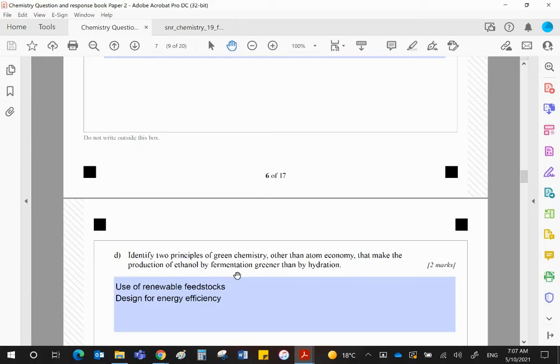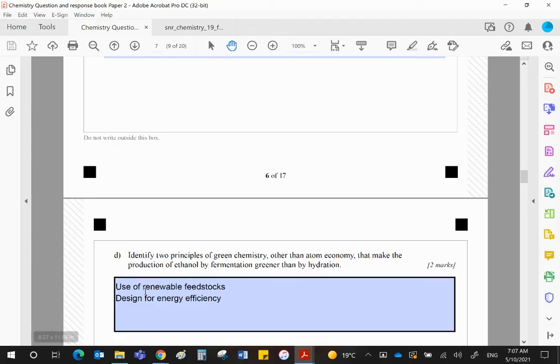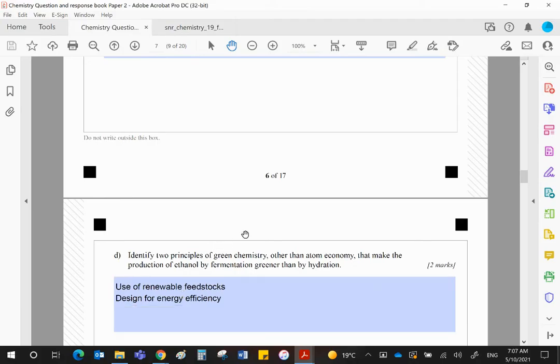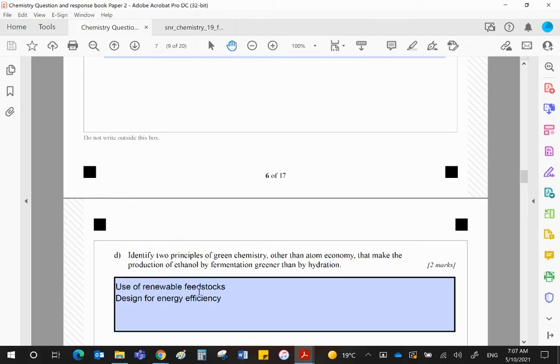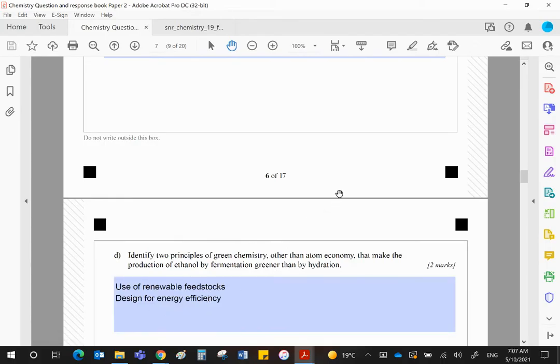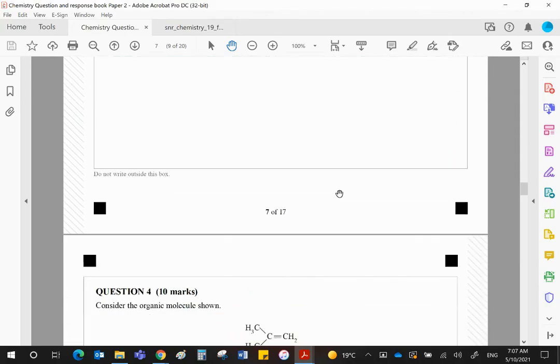Two principles of green chemistry other than atom economy that make the production of ethanol by fermentation greener. The fact that you can use sugar, which of course you can keep growing, and it's also more energetically efficient because you haven't got to use high pressures and high temperatures and catalysts. It'll work at about 40 degrees centigrade and at room atmospheric pressure. You could also argue the fact that ethene comes from crude oil. That would be a third answer you could use there.